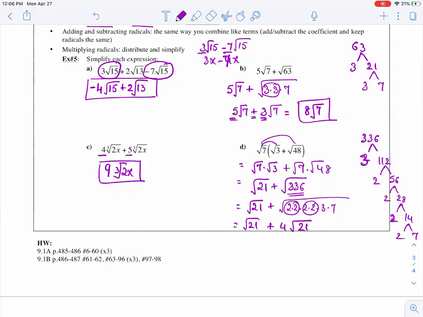Yeah, they are like terms. When you don't see a number, it's 1. You guys already know that. They both have the same radicand, 21, the same index. Both of them are square root. So they are like terms, so we can combine. So the final answer is 5 times square root of 21. So 5 times square root of 21.